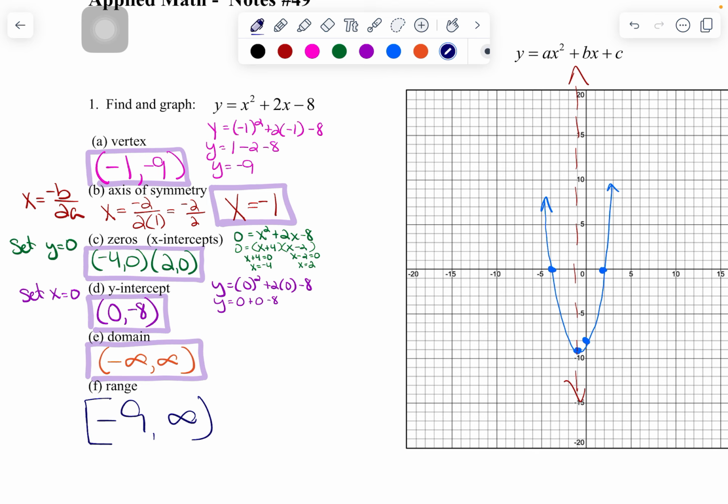That range would have a bracket on the -9 because there is a point right here where your graph has that value of -9. So that is the domain, the range, the x-intercepts, y-intercepts, the axis of symmetry, and the vertex, all the things, and the pretty little graph.